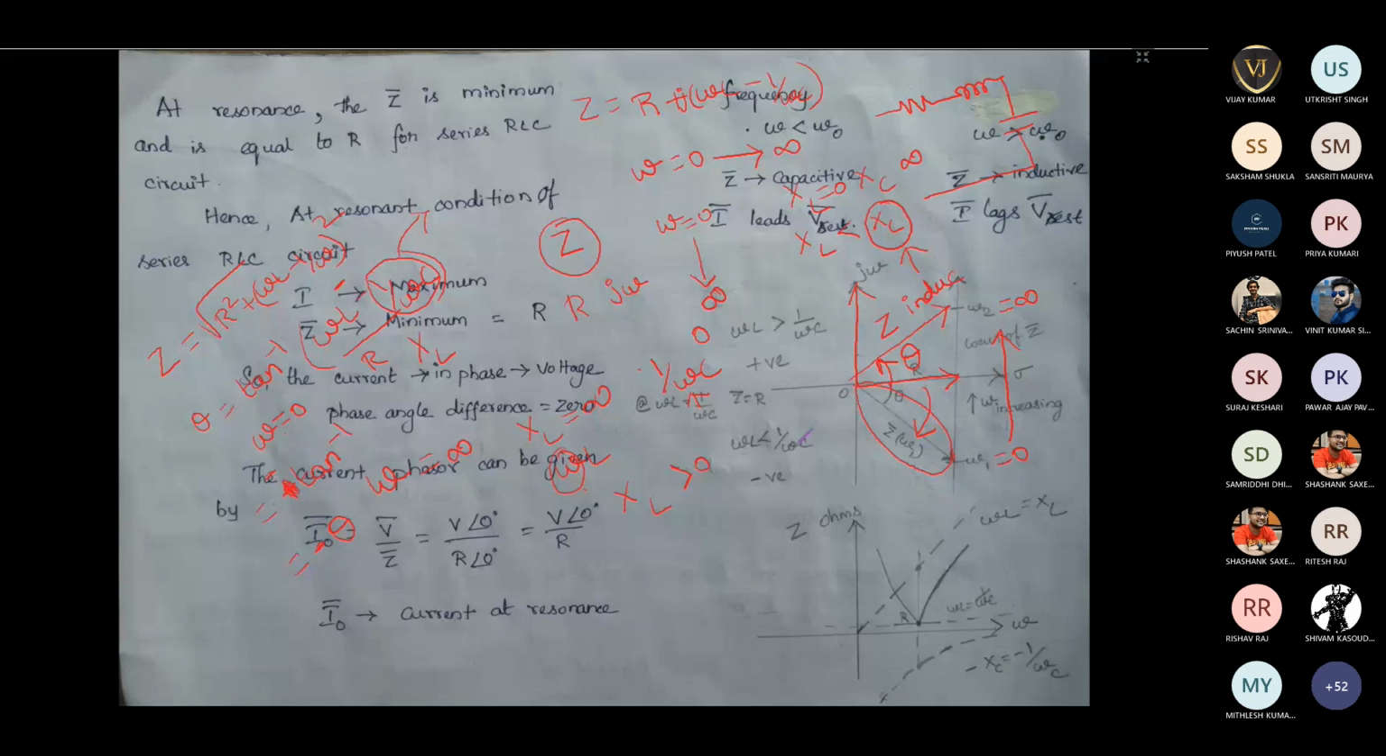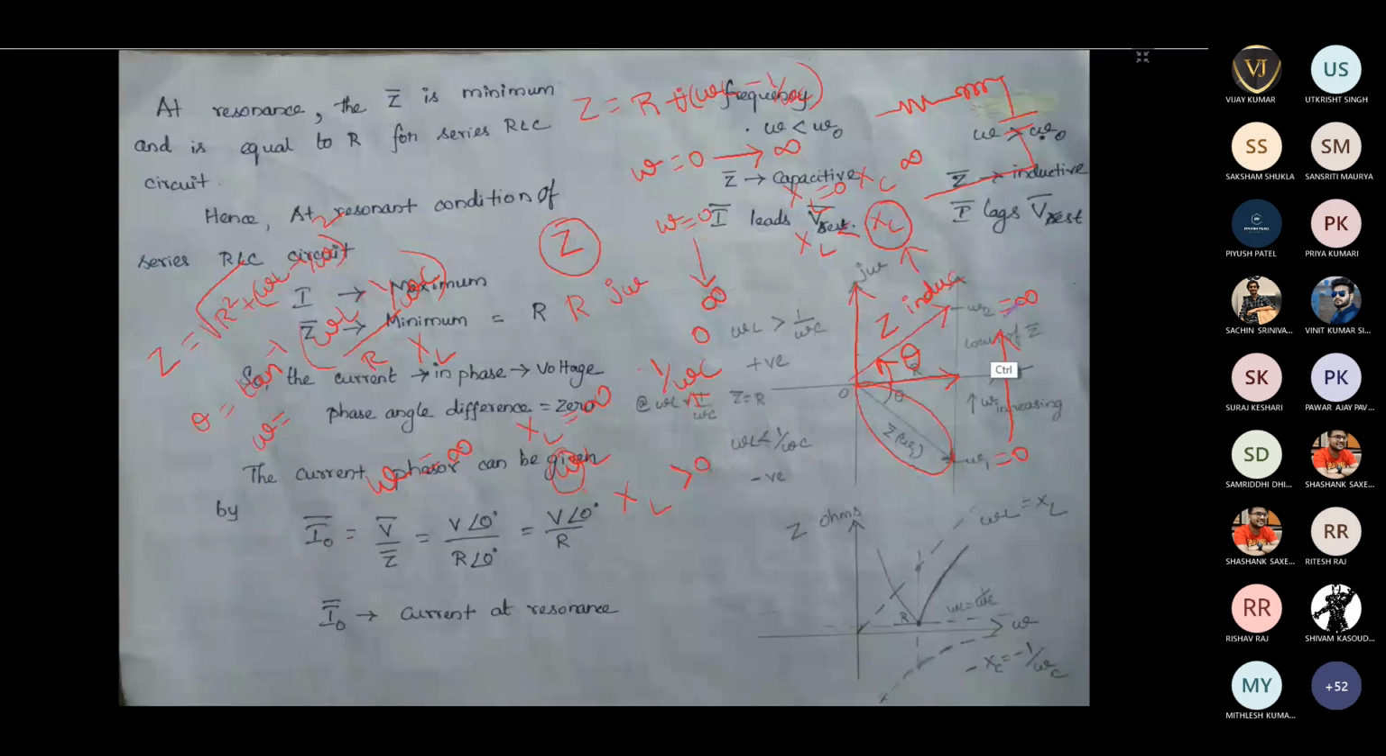Here omega L is less than 1 by omega C. When omega L is greater than 1 by omega C, that time theta will be positive, so theta will be moving in the anti-clockwise direction, which is given here. Same thing I have drawn here. When moving from omega equal to 0 to omega equal to infinite, how this Z is changing, we have drawn the locus of Z.